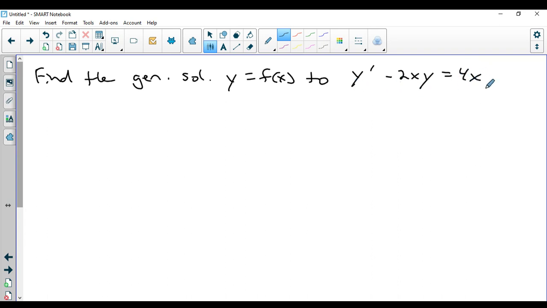So this is a first order differential equation because it has a first derivative in it. Okay, it's a differential equation because it's an equation with a derivative in it. And we want to find the general solution y equals f of x. In other words, we want to solve for y. So how do I do it?